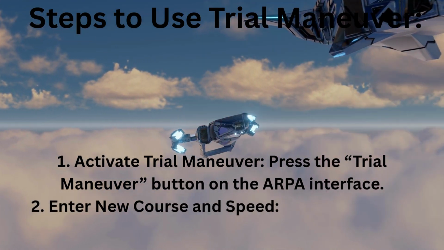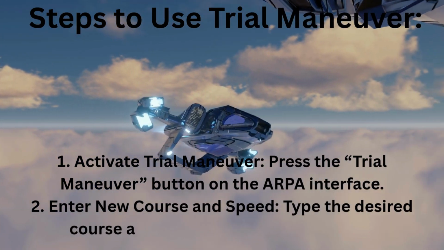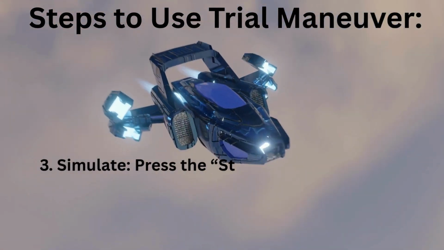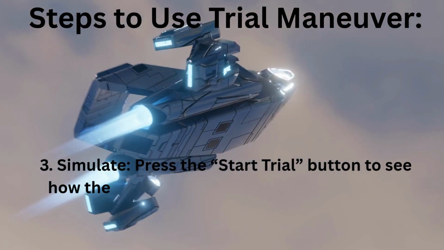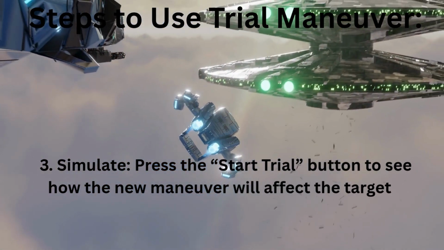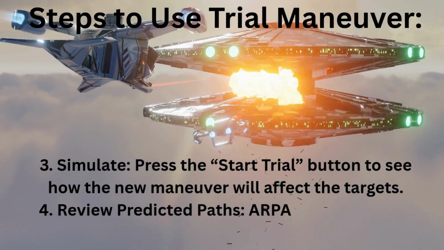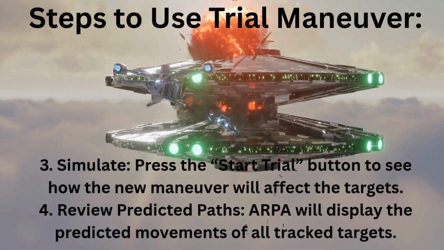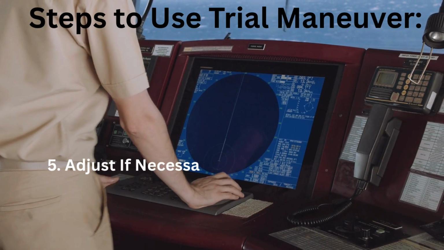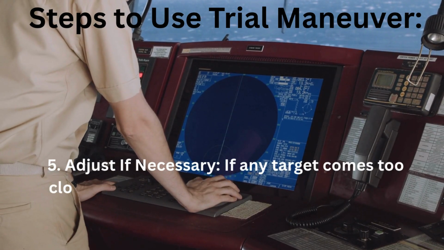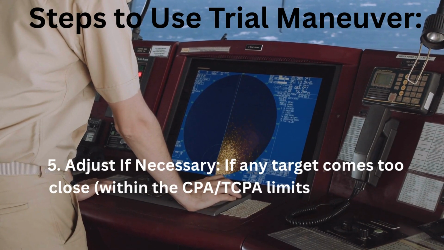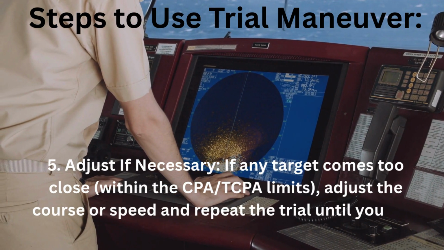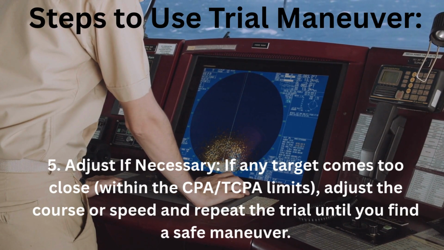2. Enter new course and speed. Type the desired course and speed that you wish to test. 3. Simulate. Press the Start Trial button to see how the new maneuver will affect the targets. 4. Review predicted paths. ARPA will display the predicted movements of all tracked targets. 5. Adjust if necessary. If any target comes too close, within the CPA/TCPA limits, adjust the course or speed and repeat the trial until you find a safe maneuver.